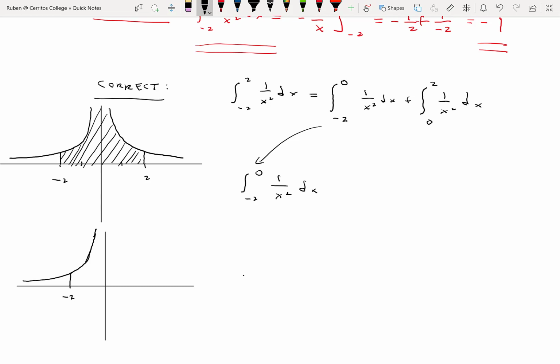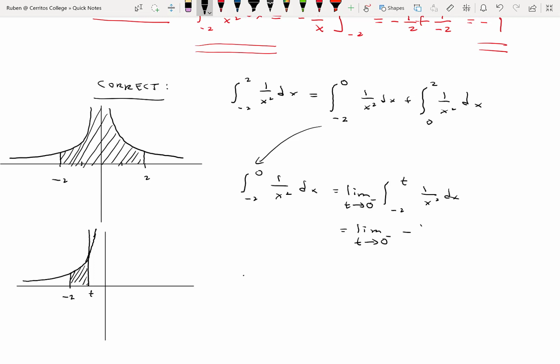We can't integrate to 0, so we push our upper limit of integration slightly to the left. And we integrate from -2 to that new upper limit of integration, t, 1 over x squared dx. And then we take the limit of that as t, the upper limit of integration, pushes back to where it should be in the integral, and that's to 0, but coming in from the left-hand side. Okay, so let's proceed with this.